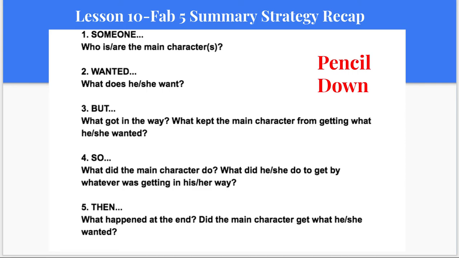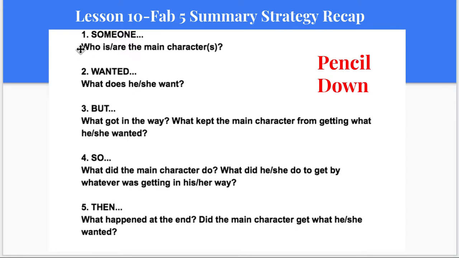Once again, have your pencil down. We're going over Lesson 10. We've already gone over the Fab 5 summary strategy. In Lesson 10, you watched the octopus short cartoon with me, and we filled out the Fab 5 summary step by step together. So let's go over it one more time, because you are responsible for doing this one by yourself. Remember, you always have your 5 keywords for the Fab 5 summary strategy: someone, wanted, but, so, and then.